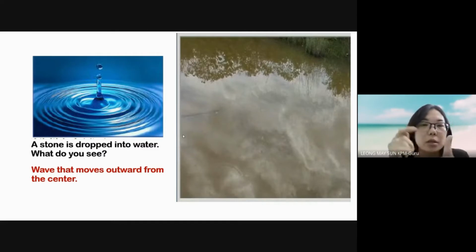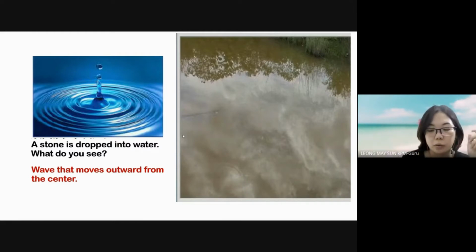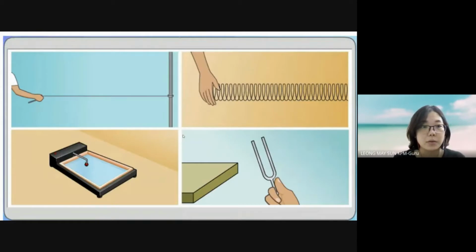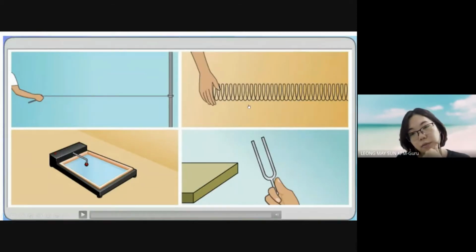All right, so there are three types of wave that we will discuss in this particular topic, which are water wave, light wave, and also sound wave. The first thing is we need to understand what waves are about. An example is these few pictures.